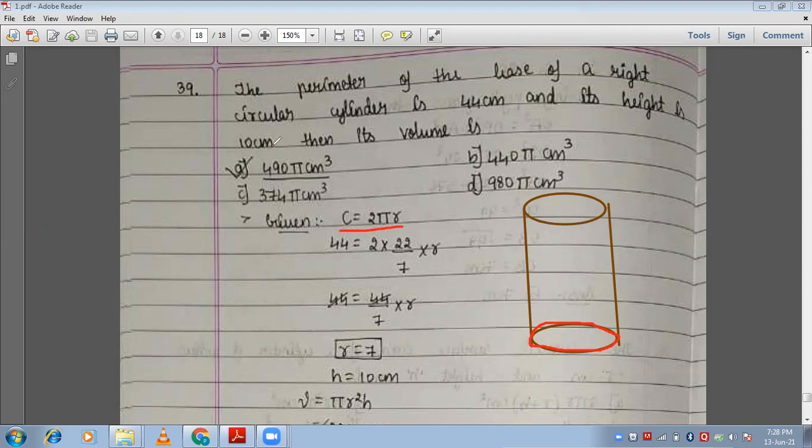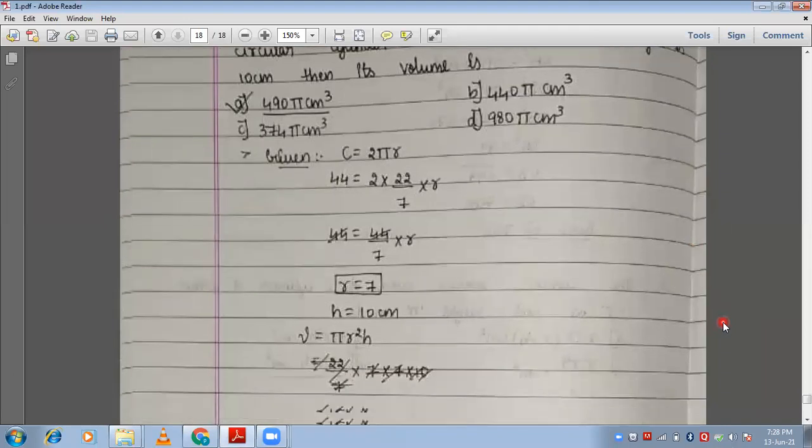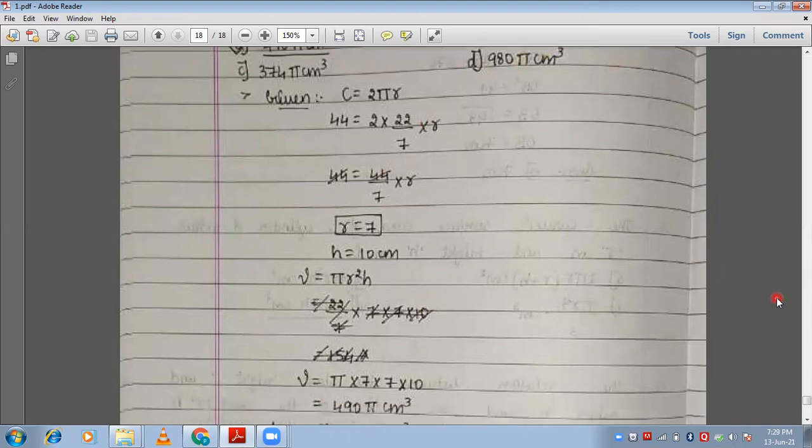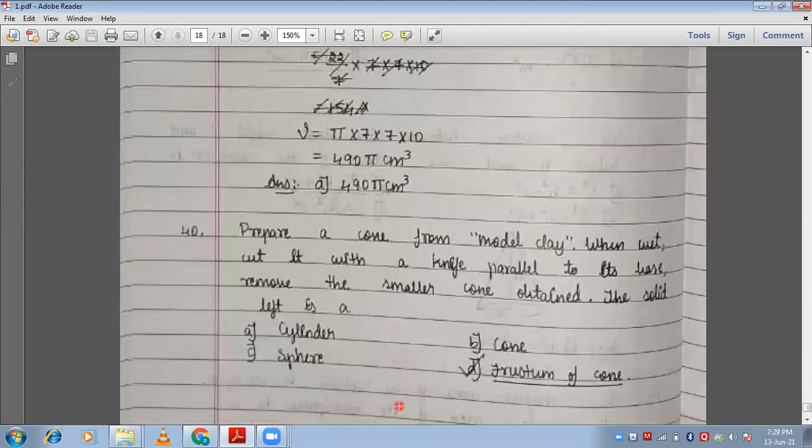Then volume, means volume of the cylinder is dash. What is the formula? Pi r square h. But look here, in the options pi is present, so don't substitute the value of pi. Write pi as it is, into the value of r, 7 into 7 into 10. You will get 490 pi cubic centimeter. So which option is right? Option A is correct.